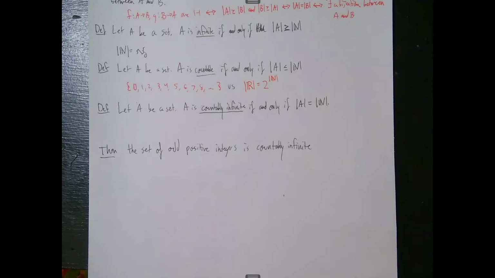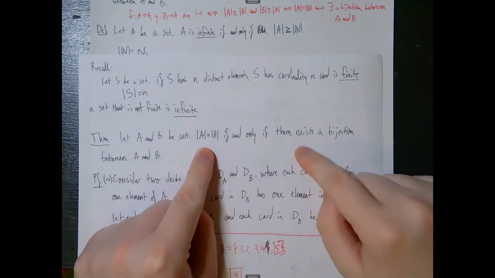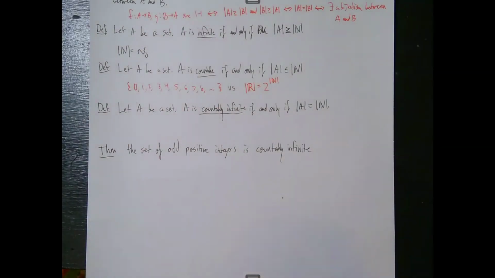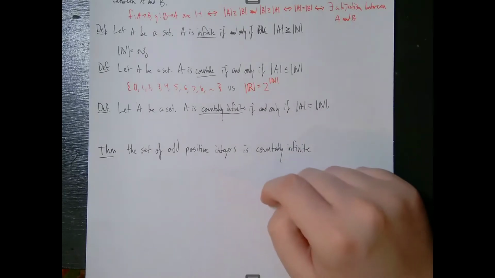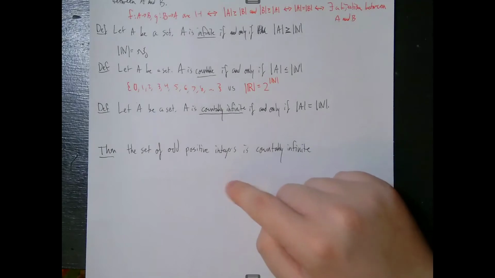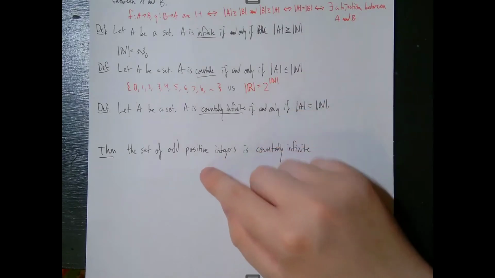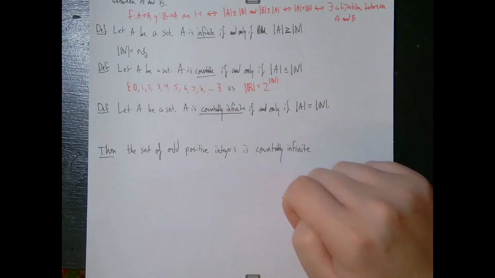If you understand my reasoning behind this theorem, that A and B have the same cardinality if and only if there exists a bijection between A and B, then I should be able to convince you that the set of odd positive integers is countably infinite by showing that there's a bijection between the two. So that's the plan: I'm going to prove that there exists a bijection between the odd positive integers and the natural numbers.